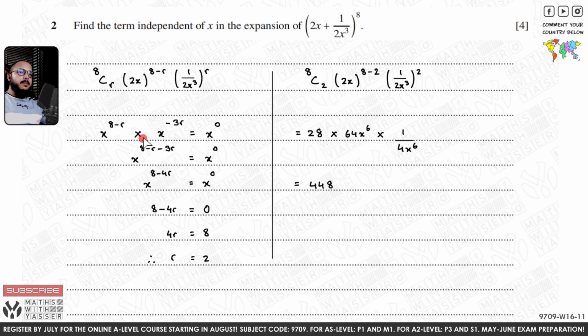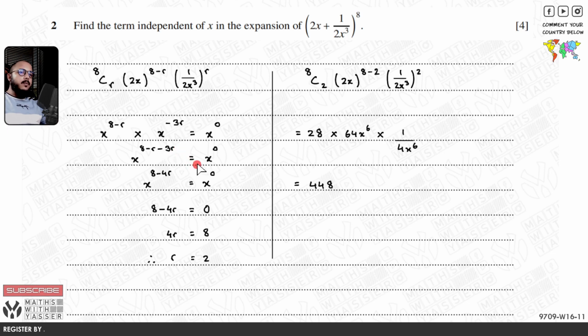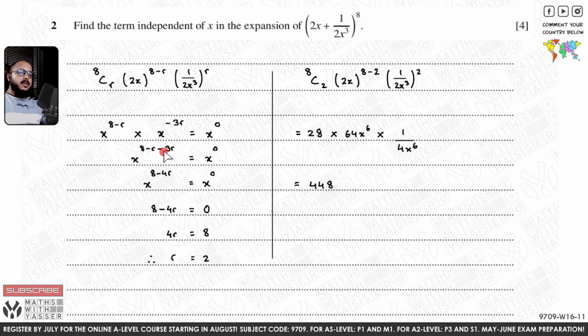So since there is a multiplication, that means the power will be added. So x to the power 8 minus r plus minus 3r is minus 3r, equals x to the power 0. Simplifying this, we get x to the power 8 minus 4r, and with the help of the equality power rule, we get that 8 minus 4r is equal to 0. So 4r is equal to 8, therefore r is equal to 2.